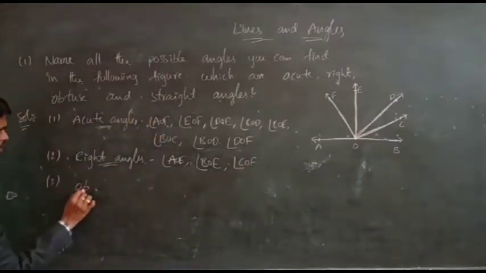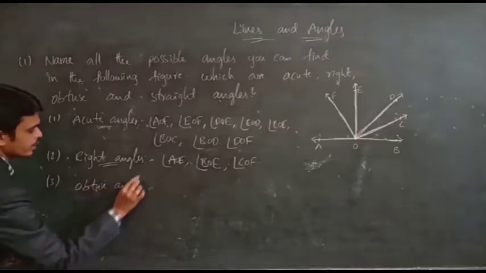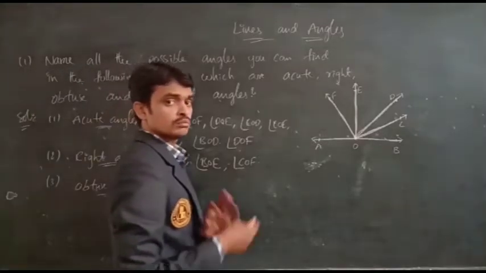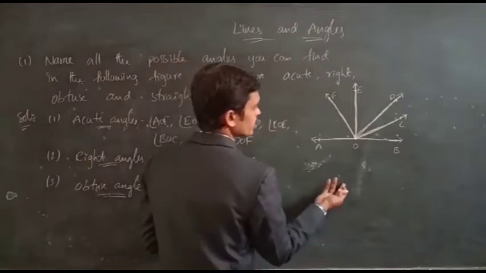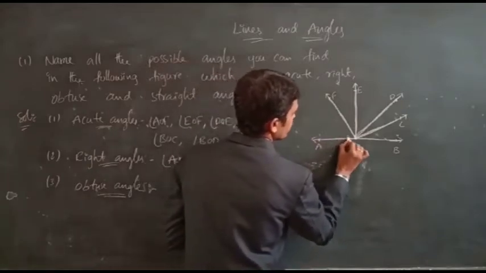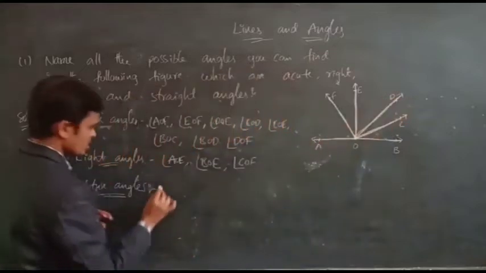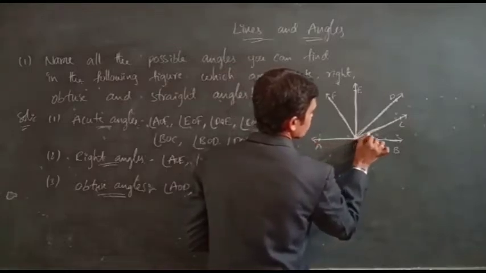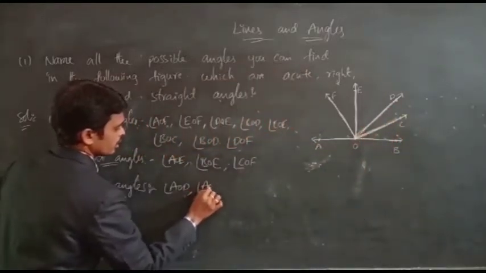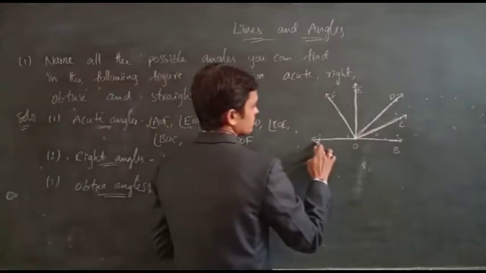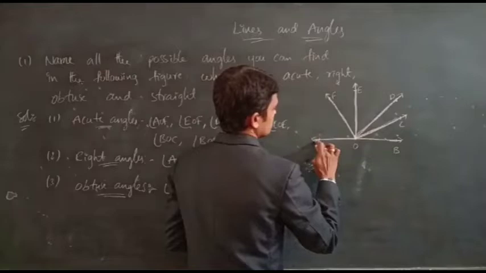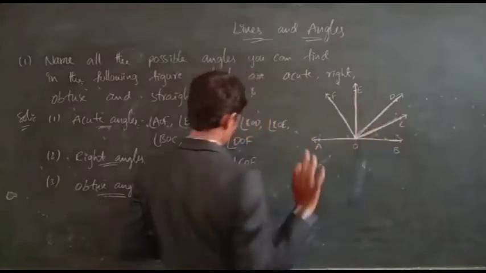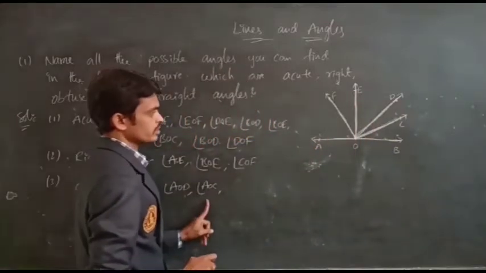Next, third one is obtuse angles. Obtuse angle is nothing but more than 90. So look at here, more than 90. Which are those? See, this is more than 90: angle AOD, and one more, angle AOC. This is acute, this is right, and this is more than 90. AOD and AOC, these two are obtuse angles from this side.